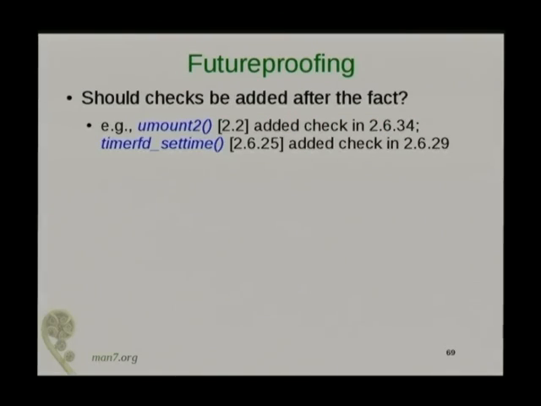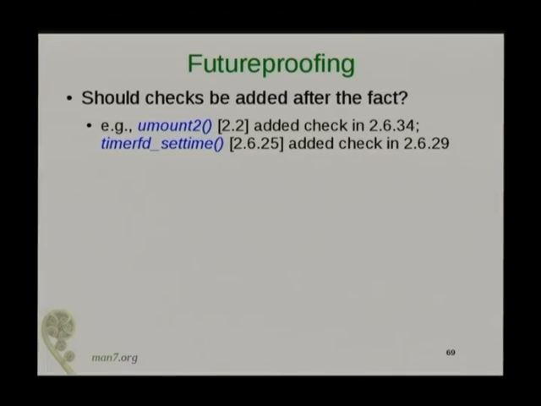And then we've got a little problem. Well, if the check isn't there in some old system call, what do we do about it? Well, do we add it after the fact? You might do. That was done with umount2. It was added in kernel 2.2, and it added the check in 2.6.34. timerfd_settime, 4 releases after it was added, it added the check.